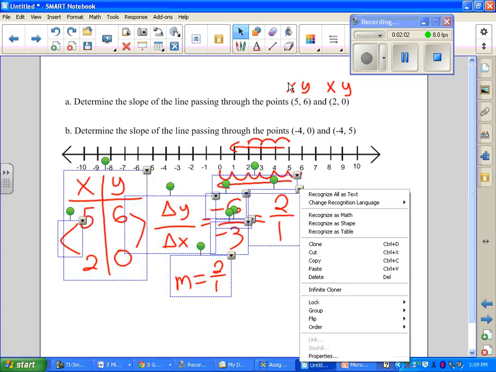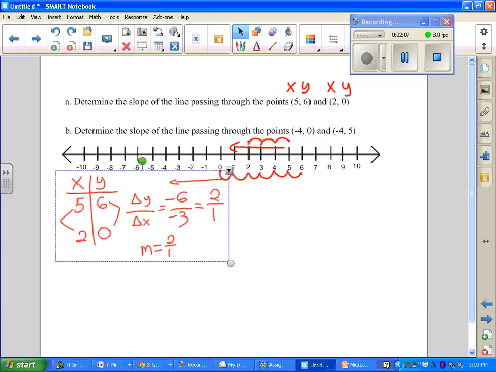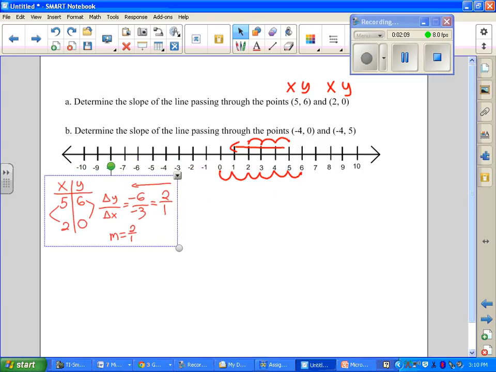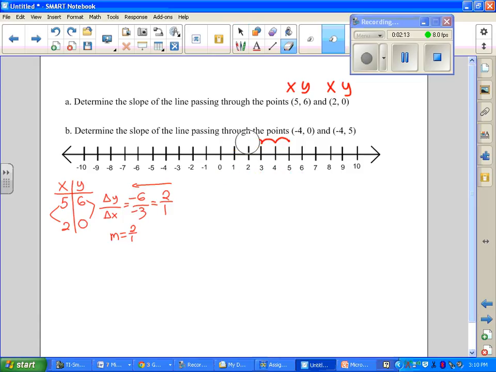That's kind of a neat little function they have. Okay, that's that one over there. Let me clean up my number line.